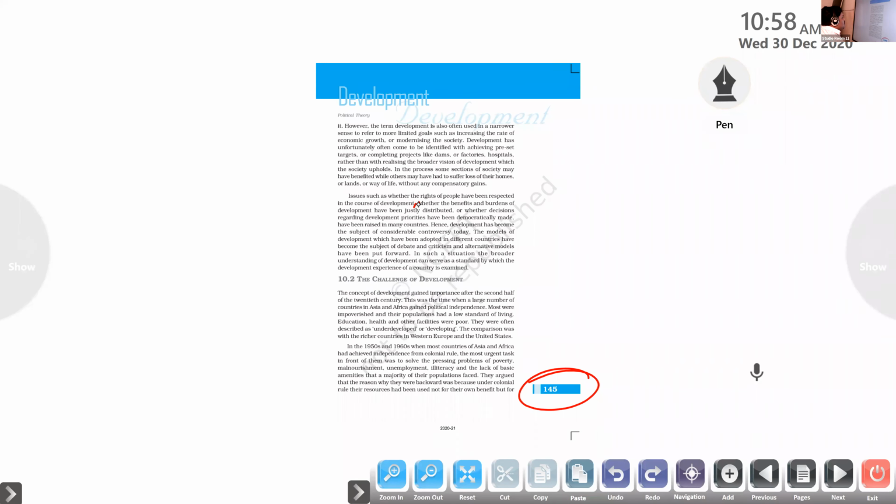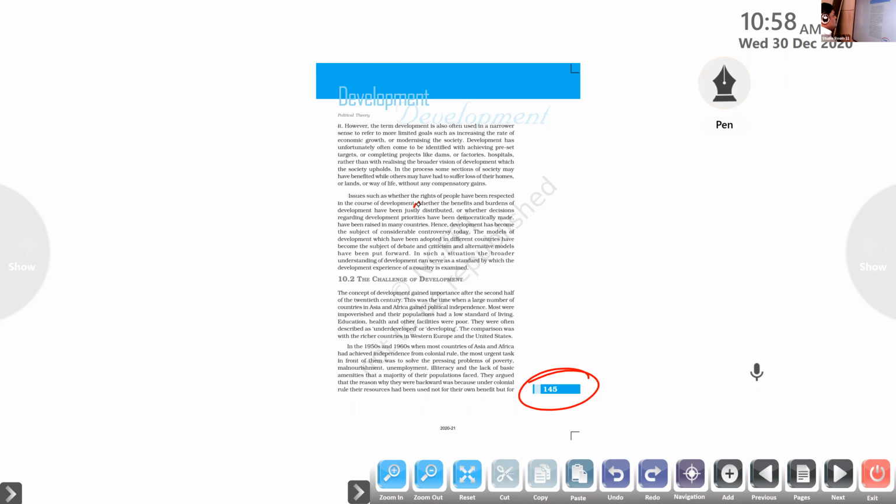That's what they protested. Or whether decisions regarding development priorities have been democratically made. So the decision related to development, is it made democratically, by discussion, or not? Today we know that people can participate in the decision making of the government. It is the responsibility of a democratic government to create a platform for the people to participate in the decision making.